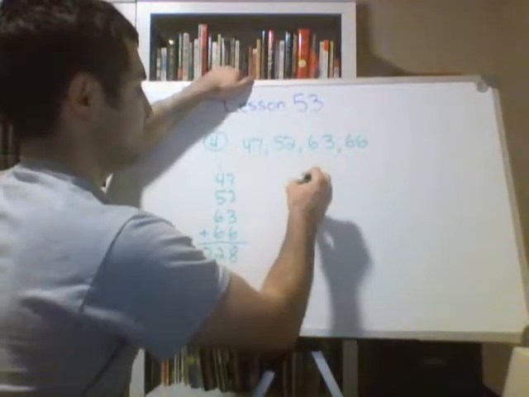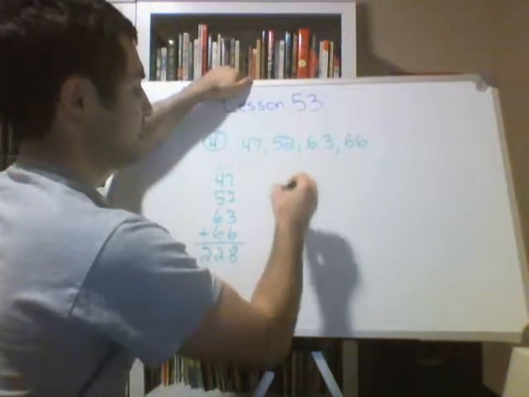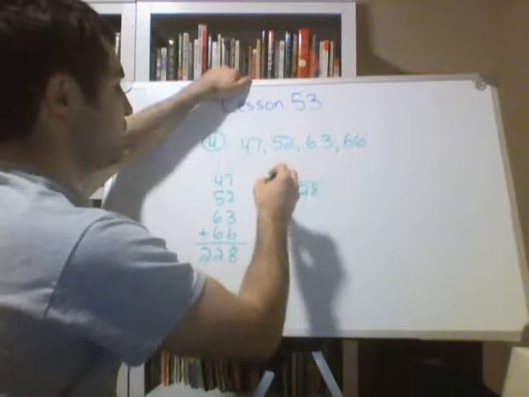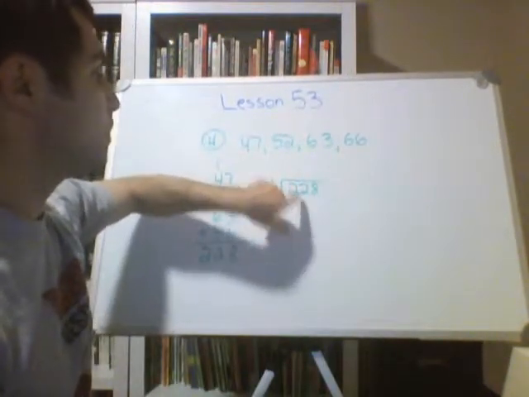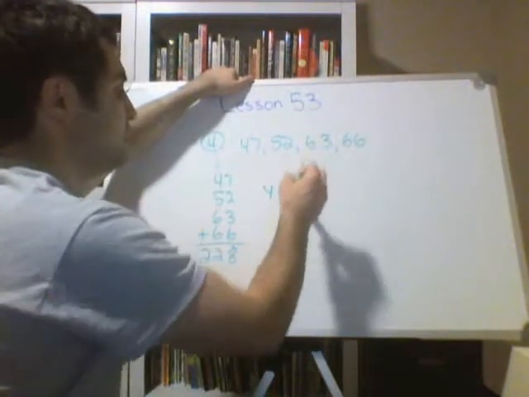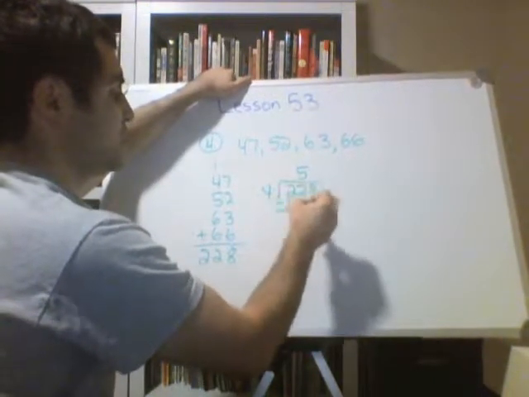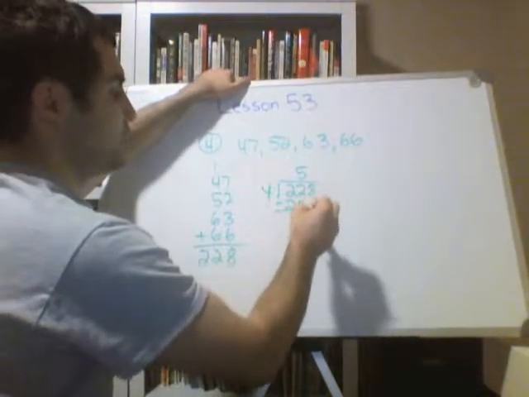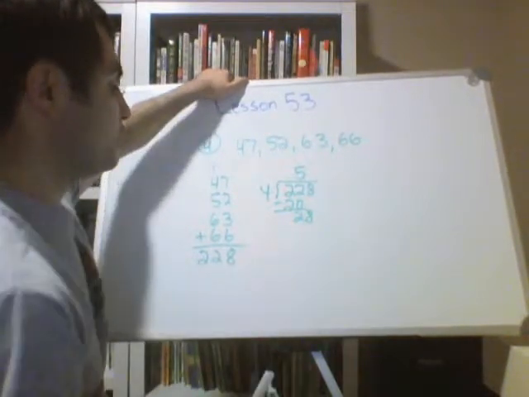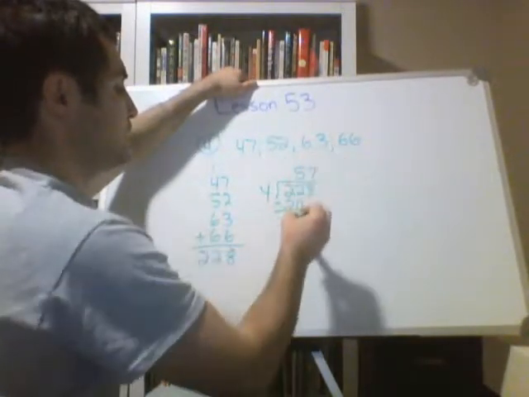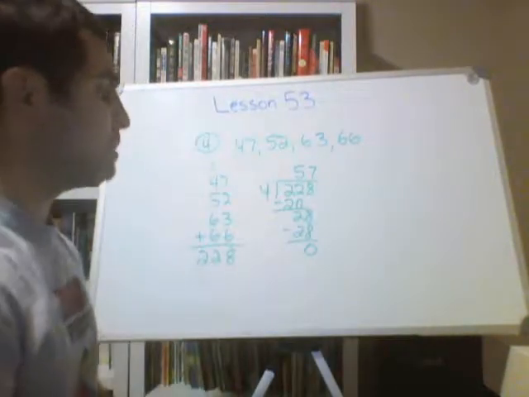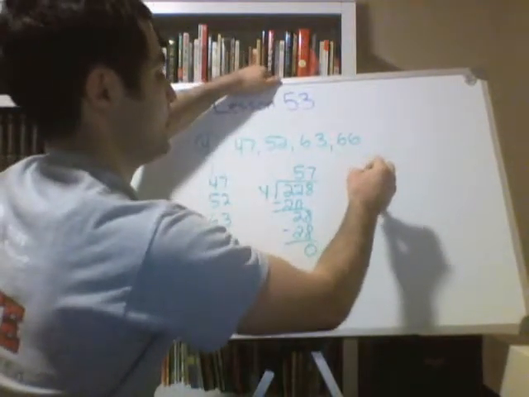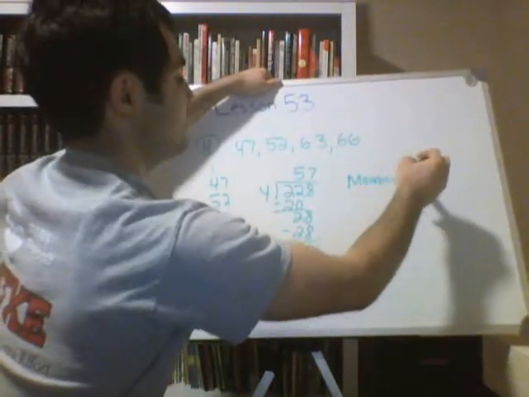Now, we're going to take 228, and that's going to be our dividend, and our divisor is going to be 4, since there's been 4 games. 4 can't go into 2, but 4 can go into 22 5 times. 5 times 4 is 20. Subtract. You have a remainder of 2. Bring down the 8. 4 will go into 28 7 times, because 7 times 4 is 28. Subtract them, no remainder. So the mean is going to be 57 points.